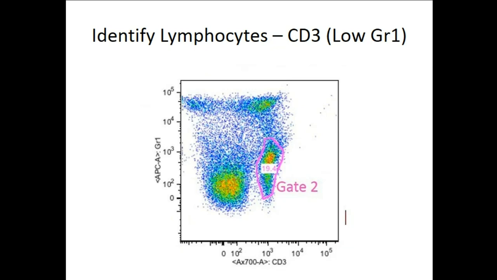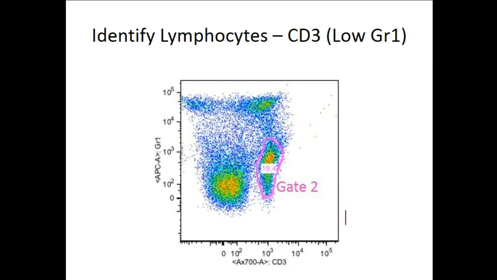And at this point what you have is GR1, which stands for neutrophils, up this side, and CD3 along the bottom. Because we're interested in lymphocytes, we're looking for cells that have high CD3 and low GR1. Because if it has high GR1, there's a chance that this might be neutrophils.